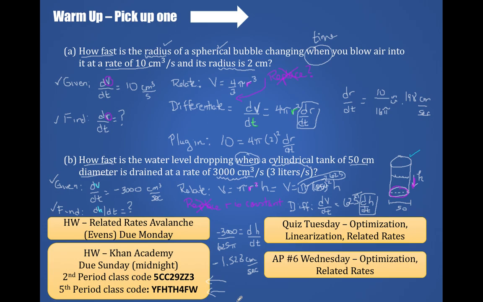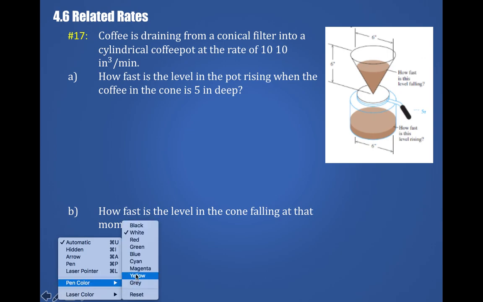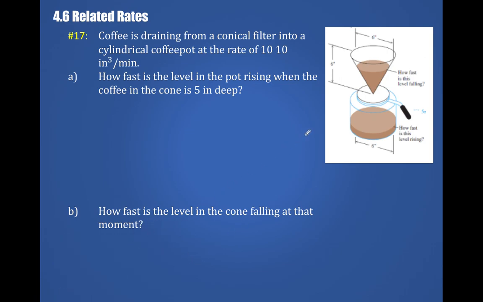All right, so let's do some more problems. Look at number 17. This was from your avalanche packet. This is a very traditional related rates problem because it involves both a cylinder and a cone. Coffee pot problem. I'm pretty sure one of the videos I assigned in your Khan practice problems is also a coffee pot problem.